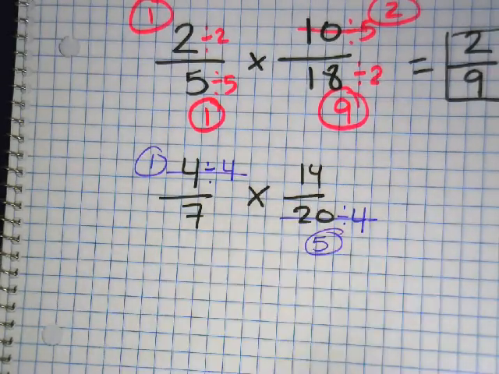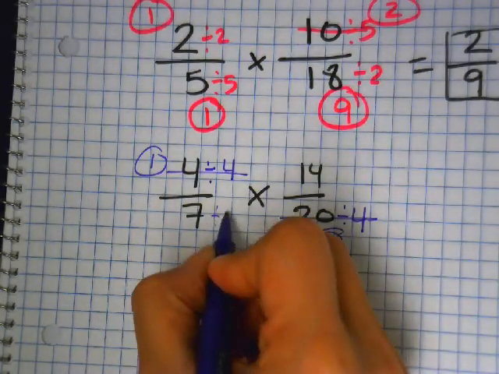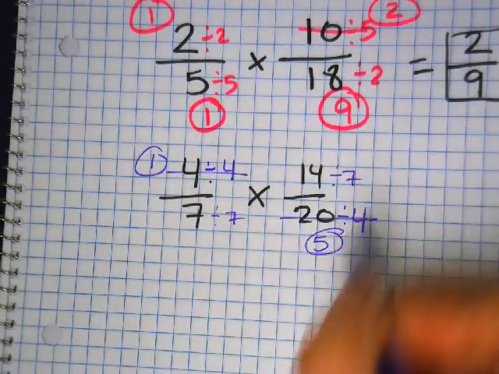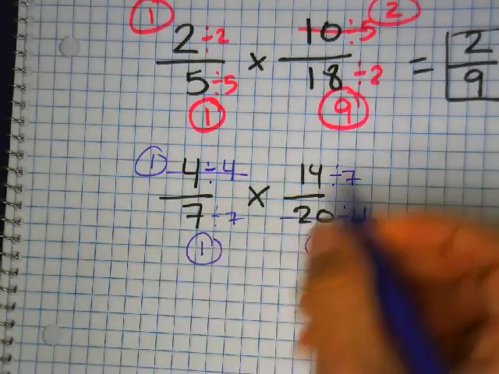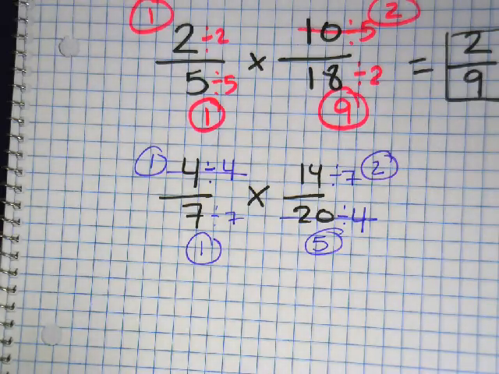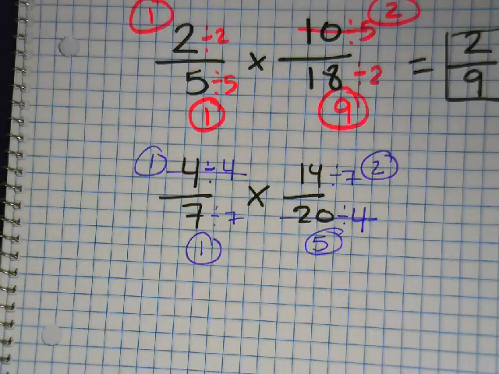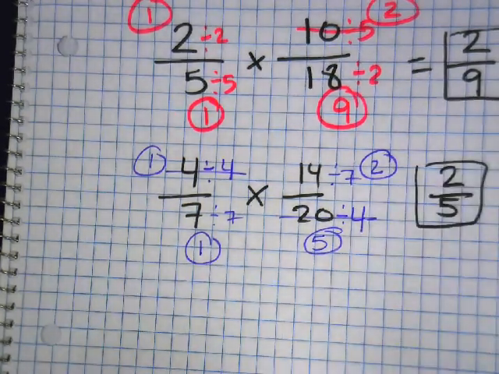7 and 14. What can I divide 7 and 14 by? 7. 7 divided by 7? 1. 14 divided by 7? 2. I like to circle them so you see those are the numbers that we're now using. All the other numbers have disappeared. That's your final answer.